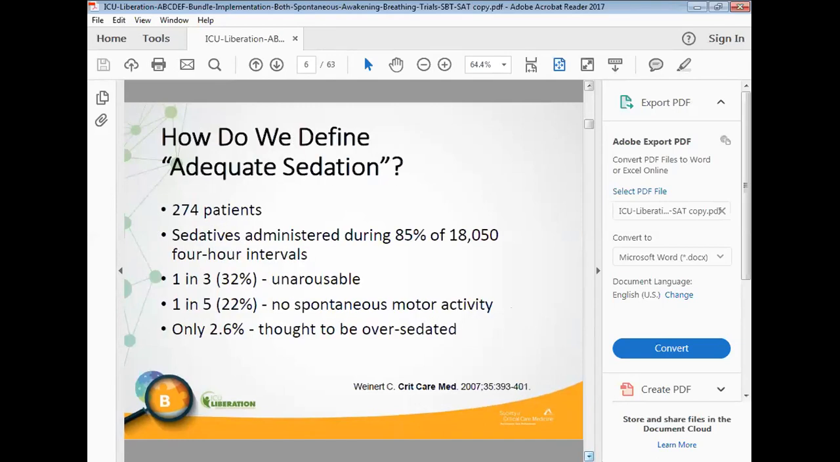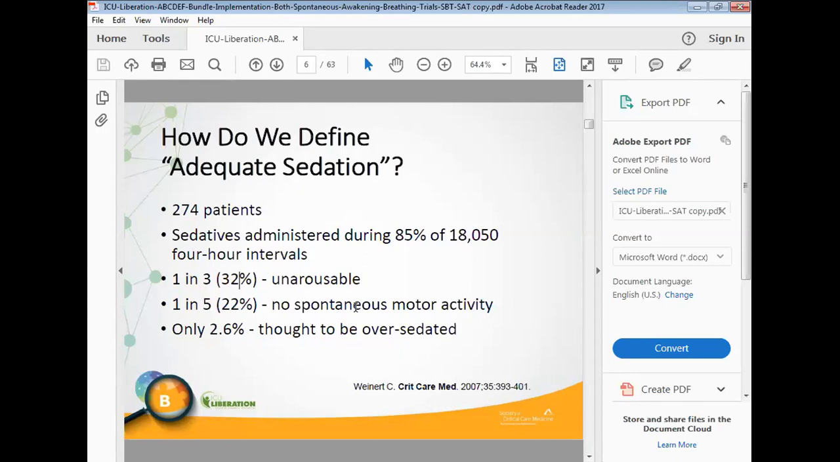So this is a study where they looked at patients who were receiving sedation in one of the ICUs, and they found about 32% of patients receiving sedation are not arousable. And I could tell you, if we do it in most of our ICUs, we'll find patients who are heavily sedated, not arousable.